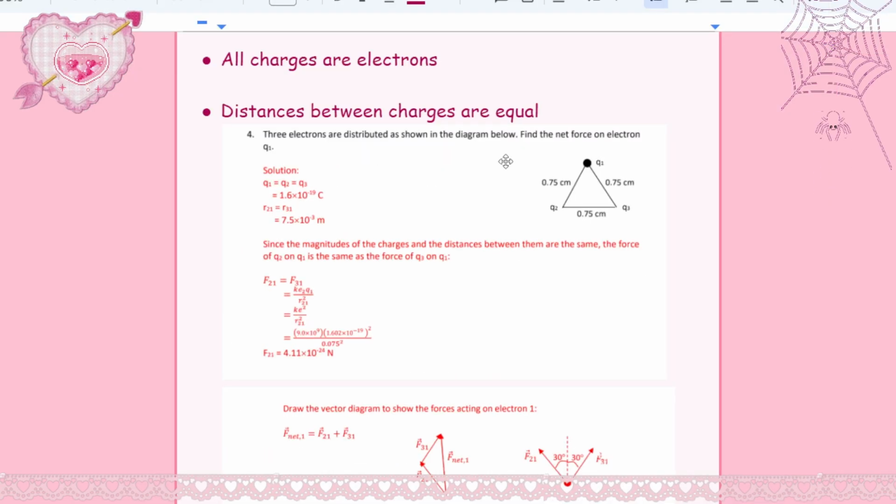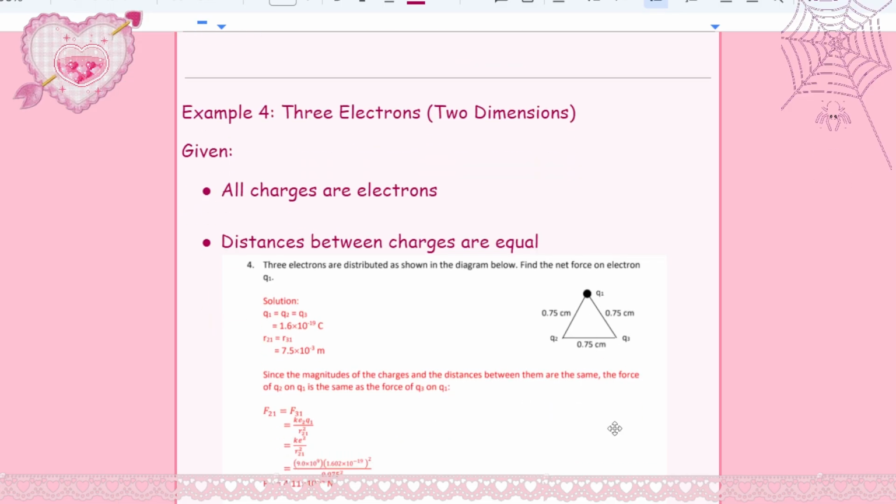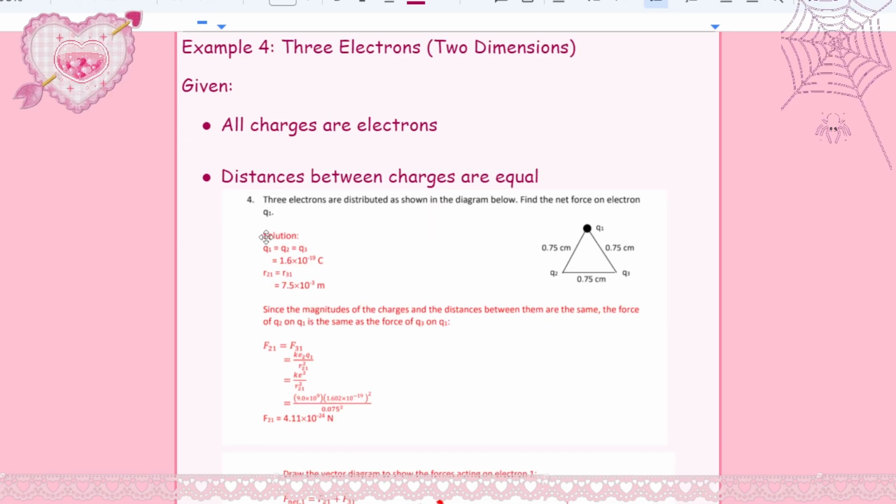Now we're going to move on to our third question, which is 3 electrons are distributed as shown in the diagram below. Find the net force acting on electron Q1. So this is going to definitely need a vector diagram, and we know that force is a vector, so we don't get it easy. Let's do it. So what you want to say is that our charges are equal to each other. You want to express that explicitly.